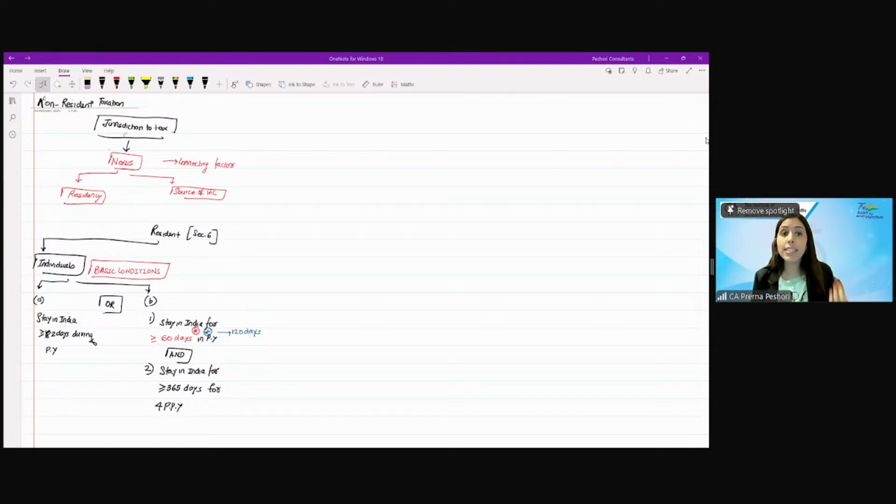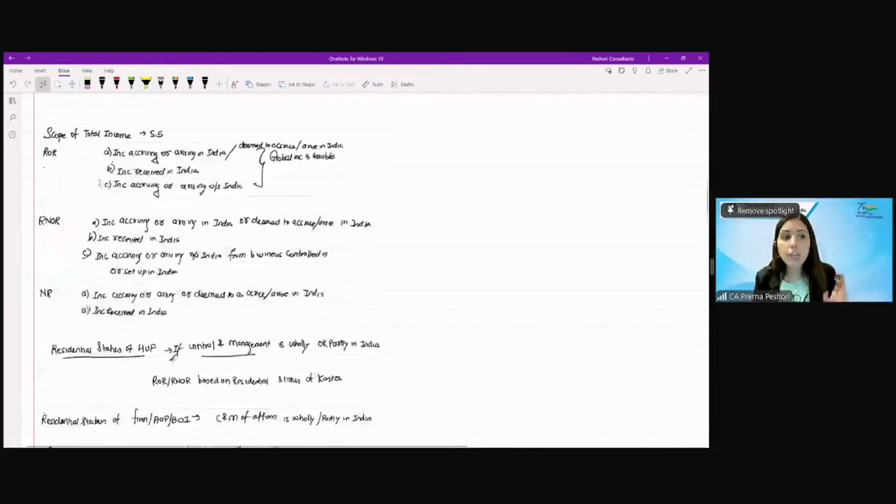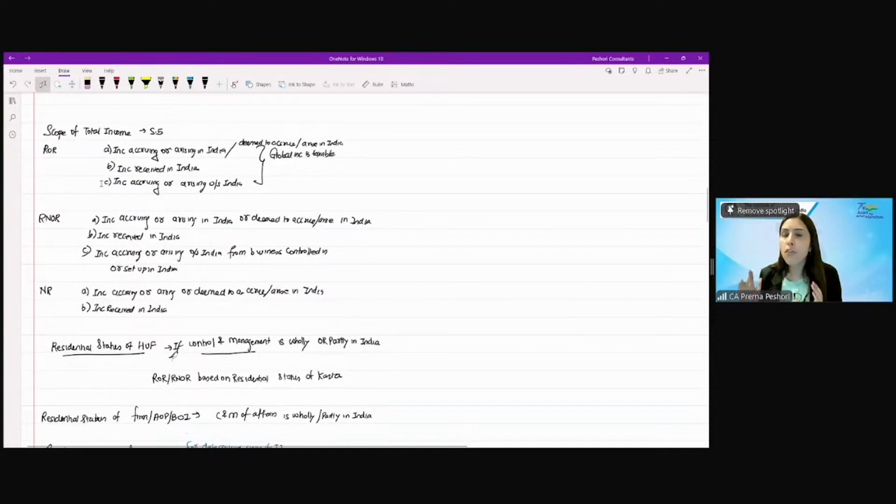When can a country tax the non-residents? For that, we had discussed section 5 of the Income Tax Act, the scope of total income. Now just look at the NR for this moment. What does it say? Income accruing or arising. What do we mean by the income accruing or arising in India? What do we mean by the income accruing or arising in a particular country? When can we say that the income is accruing in this country?